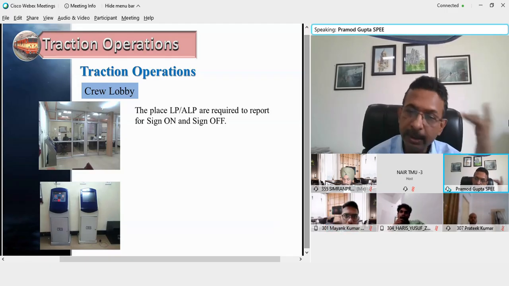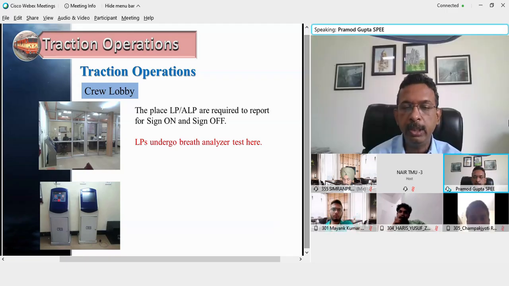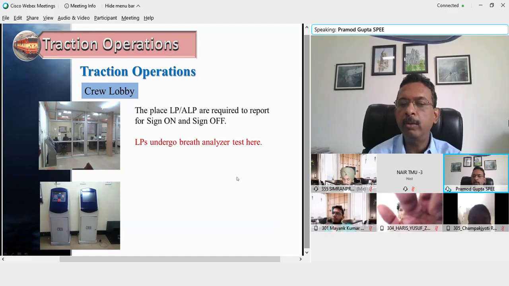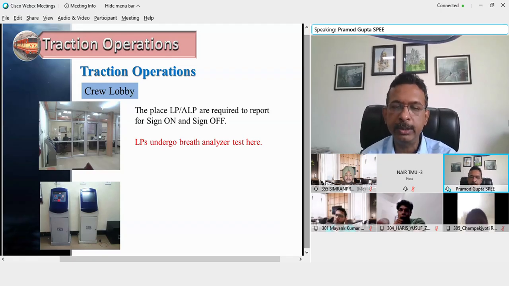So crew lobby is the place. This is also the location where the loco pilot and the entire crew, not only LP, undergo the breath analyzer test. I will talk about the breath analyzer test when we discuss safety in train operation. That will be later, the second part of the presentation today.